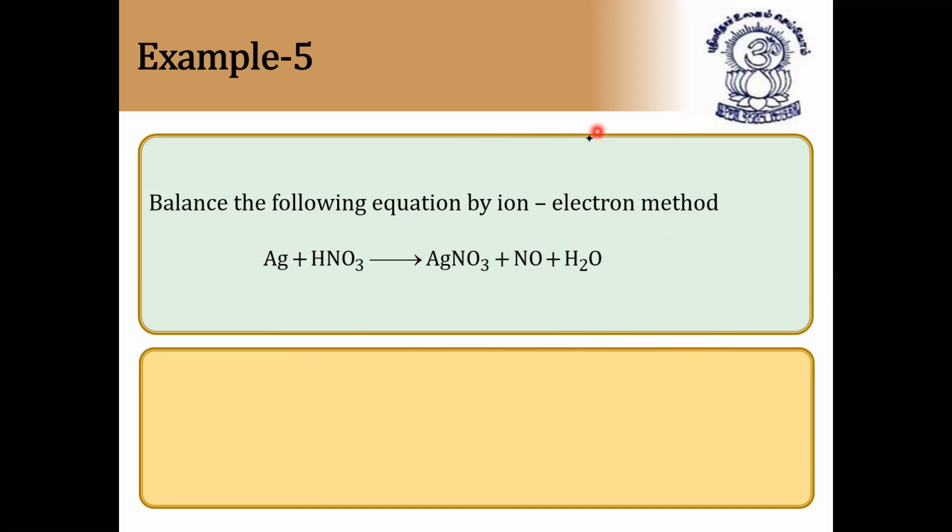So please note down. Now you can see the answer. As I told you, 3 moles of Ag plus 4 moles of nitric acid gives us 3 moles of AgNO3 plus 1 mole of NO plus 2 moles of H2O. I hope it is clear.